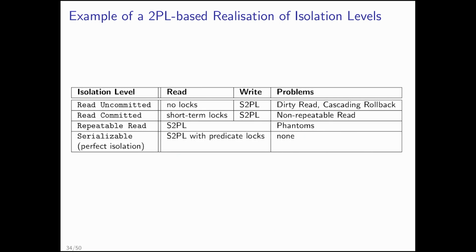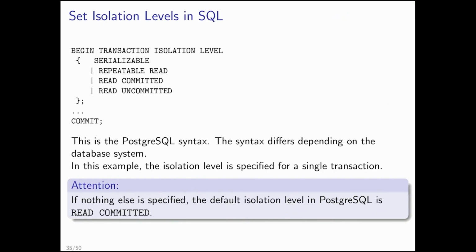That's an example of realizing that. And then there's a command for that, where you can set the isolation level per transaction, but also globally. That's how it looks, and then you see these levels. And the default in Postgres is read committed actually. So not the weakest level, but the second weakest level basically.